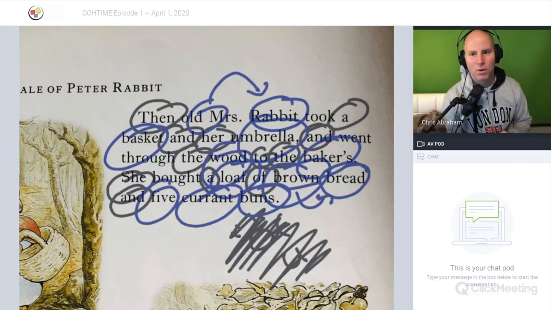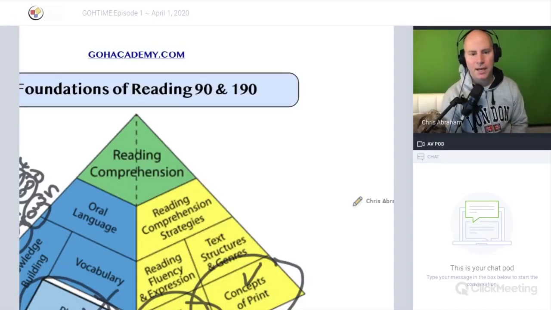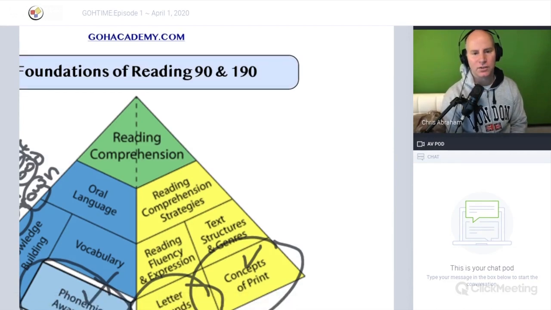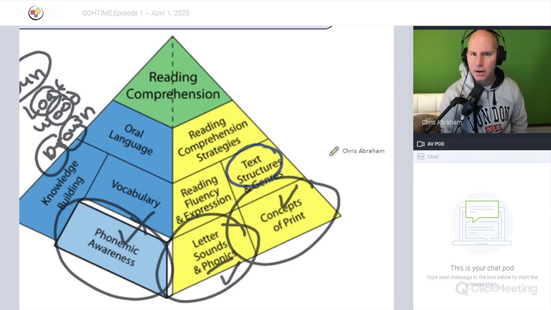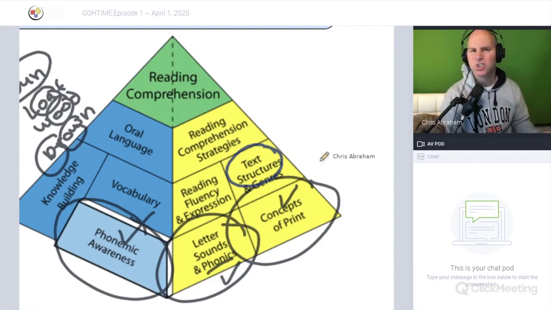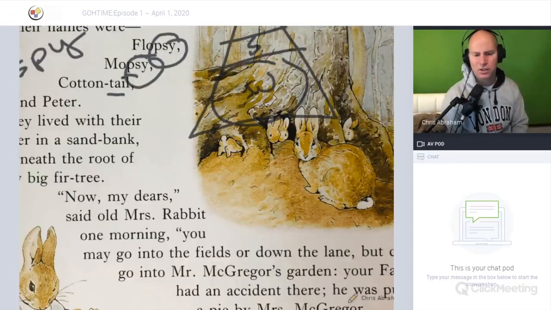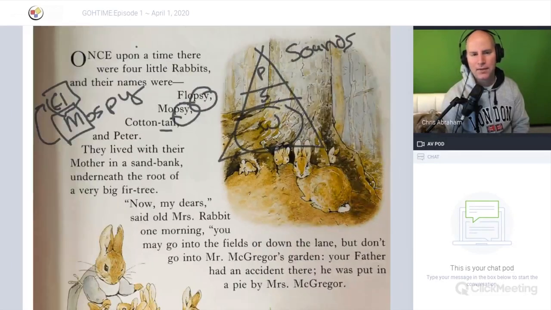Do I want to do any more? What type of text is Peter Rabbit? If we were thinking about it in terms of text genres, what type of text is it? What type of structure? It's a narrative text, is that right? Different than expository. And narrative text has something called story elements. So let's go back to the original page here. I want you to see if you can keep up with me.